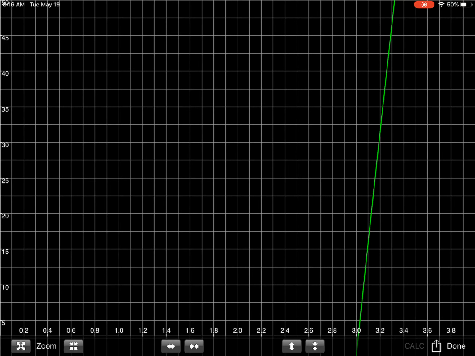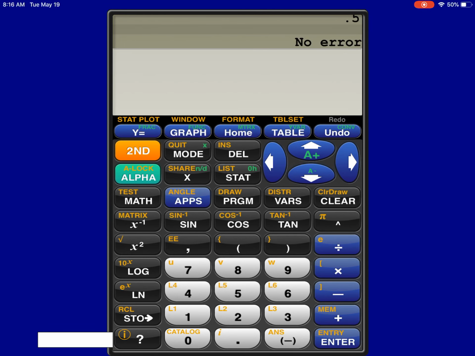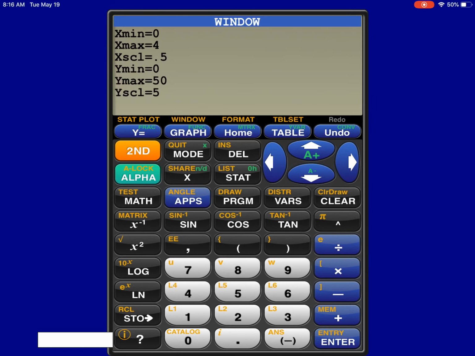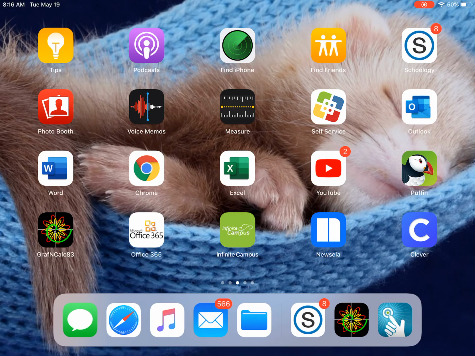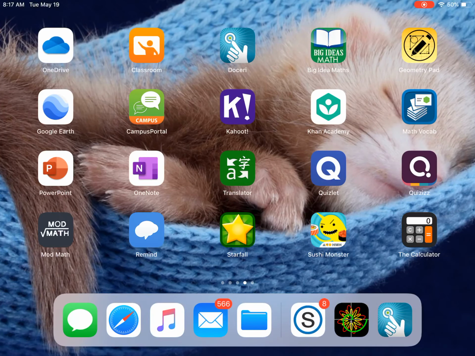So what do we do? That means we're not seeing the right window. So we have to fix our window. So we're going to go to window. Remember, on a regular calculator, you don't have to press second, but this one you do. All right, so your window. What is it that you're trying to see? Well, you're trying to see on x, right? Let's see if we can sketch this a little bit. Let's go to a blank page.